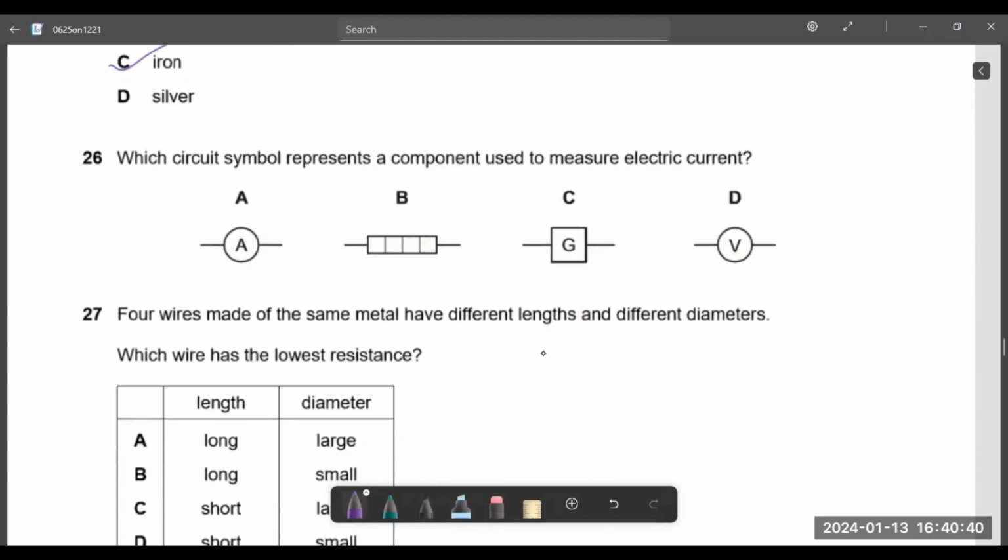Which circuit symbol represents a component used for measuring electric current? We can use an ammeter for measuring electric current. The symbol of ammeter is A. This is the symbol of heater. And this is generator. And this is voltmeter.